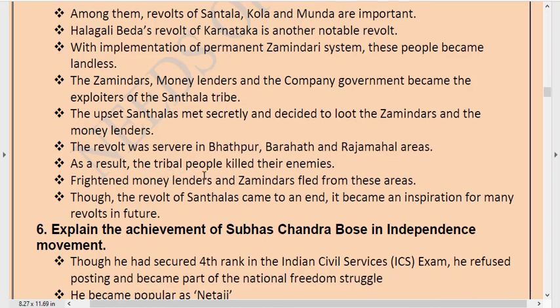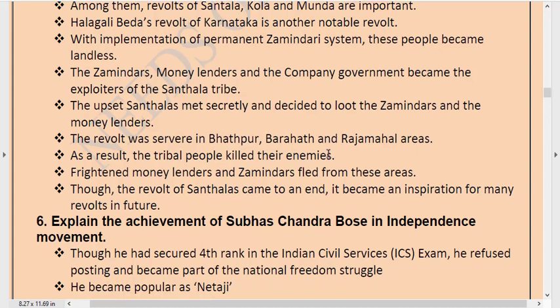As a result, the tribal people killed their enemies. Frightened moneylenders and zamindars fled from these areas. Though the revolt of the Santals came to an end, it became an inspiration for many revolts in future.